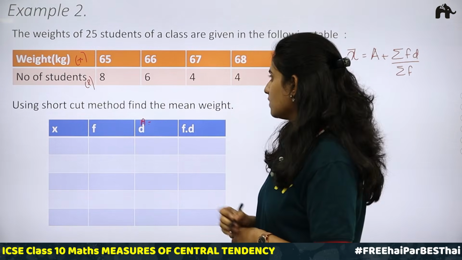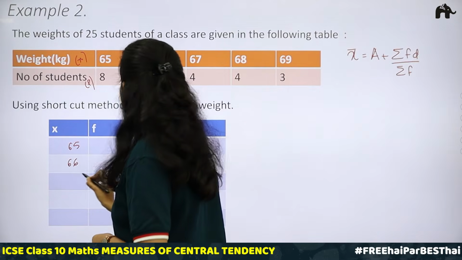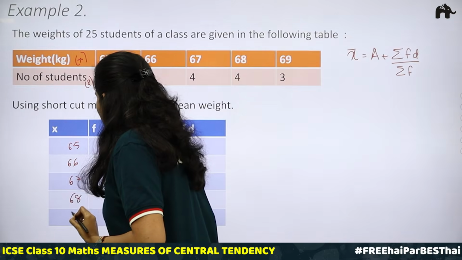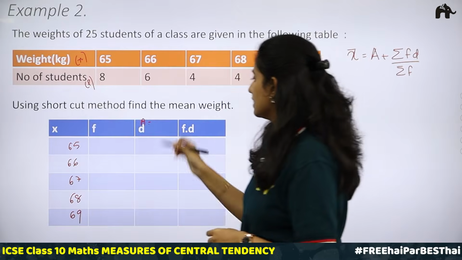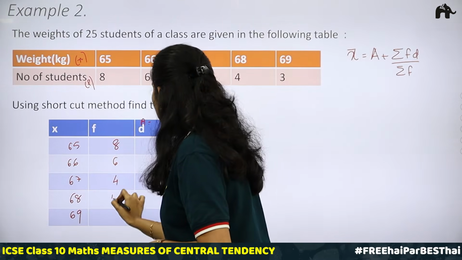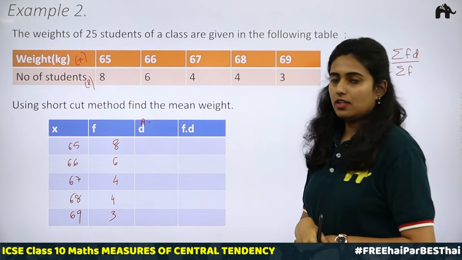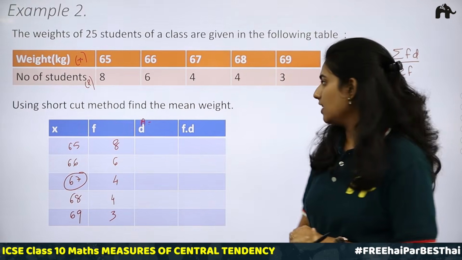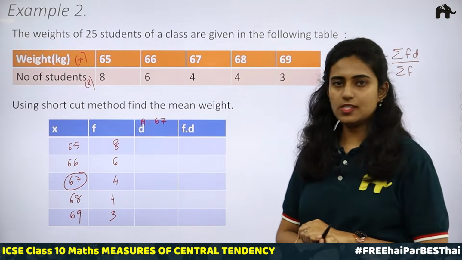What are the X values? 65, 66, 67, 68 and 69. Now the frequencies: 8, 6, 4, 4 and 3. Here let us take the middle value 67. 67 we are taking as the assumed mean. Assumed mean A is equal to 67.